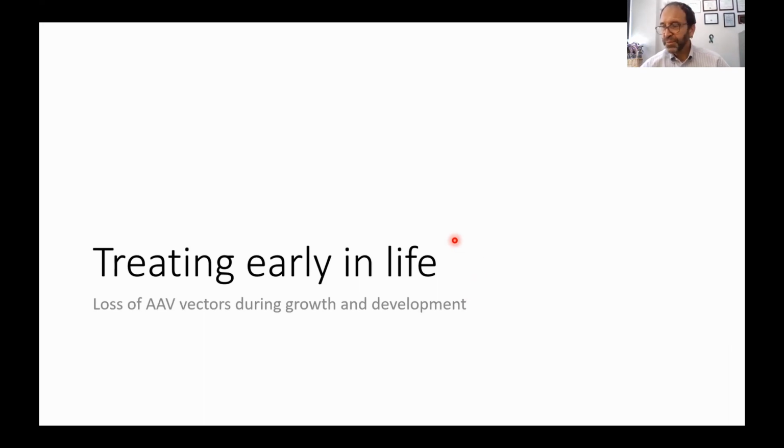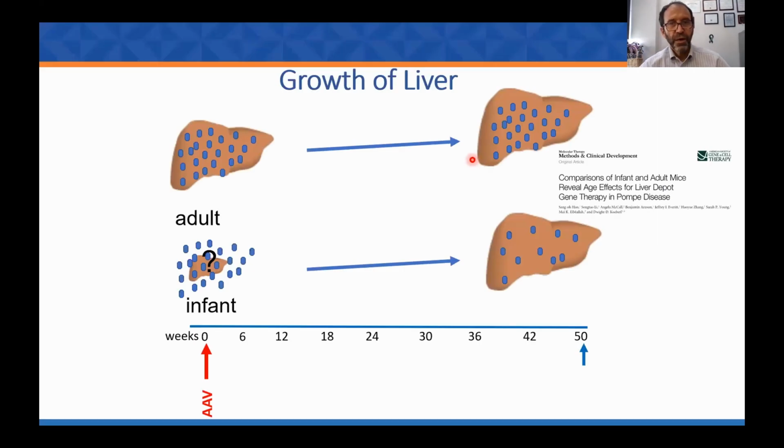So one more thing I want to mention, and this is a new direction we're going in our research, which is just the need to treat early in life and the challenges there. So an experiment we did was to treat our mice with Pompe disease early as infants or later as adults. And we gave them the same number of AAV vector particles, or the same dose, which is what I'm showing here with the blue dots overlying the liver.